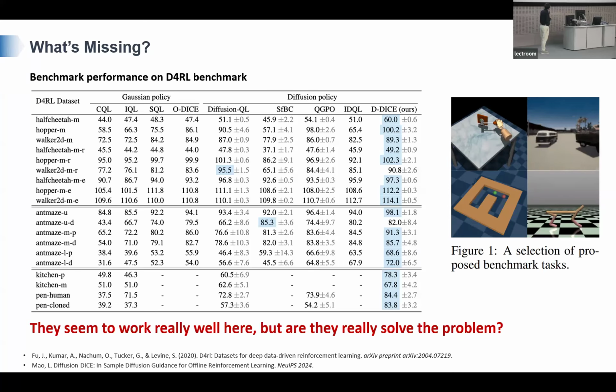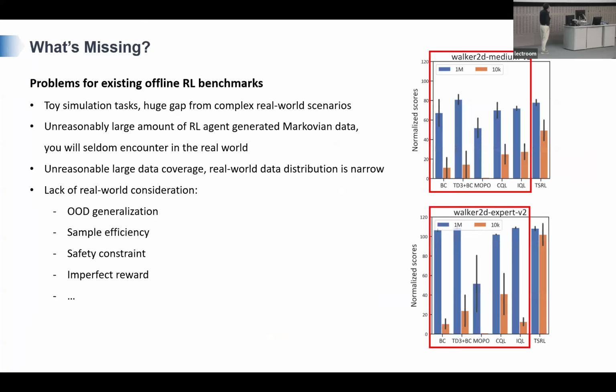Actually not. We found a very negative finding, because if you really want to deploy the algorithm in real-world cases, you will find that these benchmarks hardly provide any reference value. Typically they are simple toy locomotion tasks, which are very far from real-world scenarios. Also, in many of these benchmarks the data is generated using a trained online RL agent, which produces an enormous amount of strongly Markovian data. That is also different from most cases in the real world.